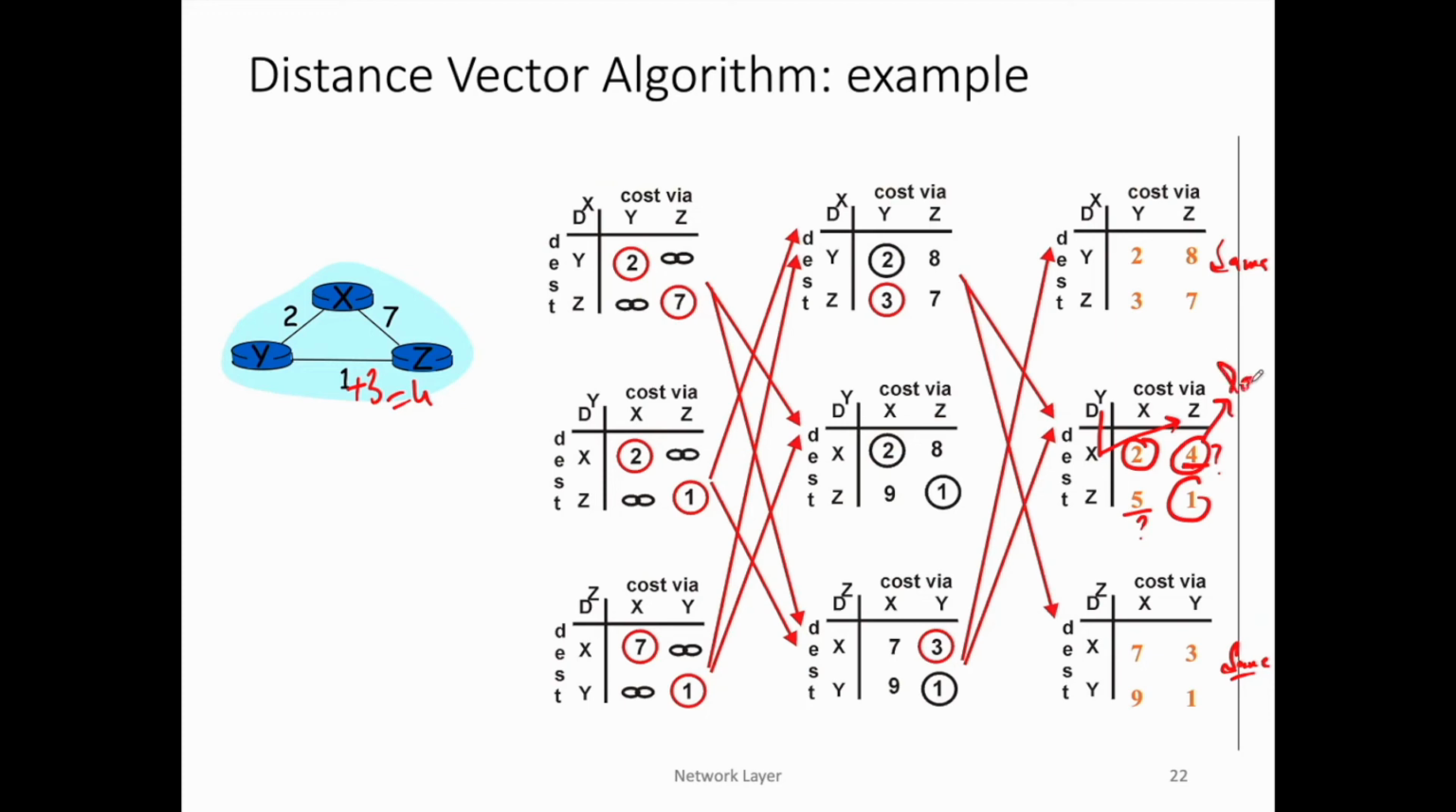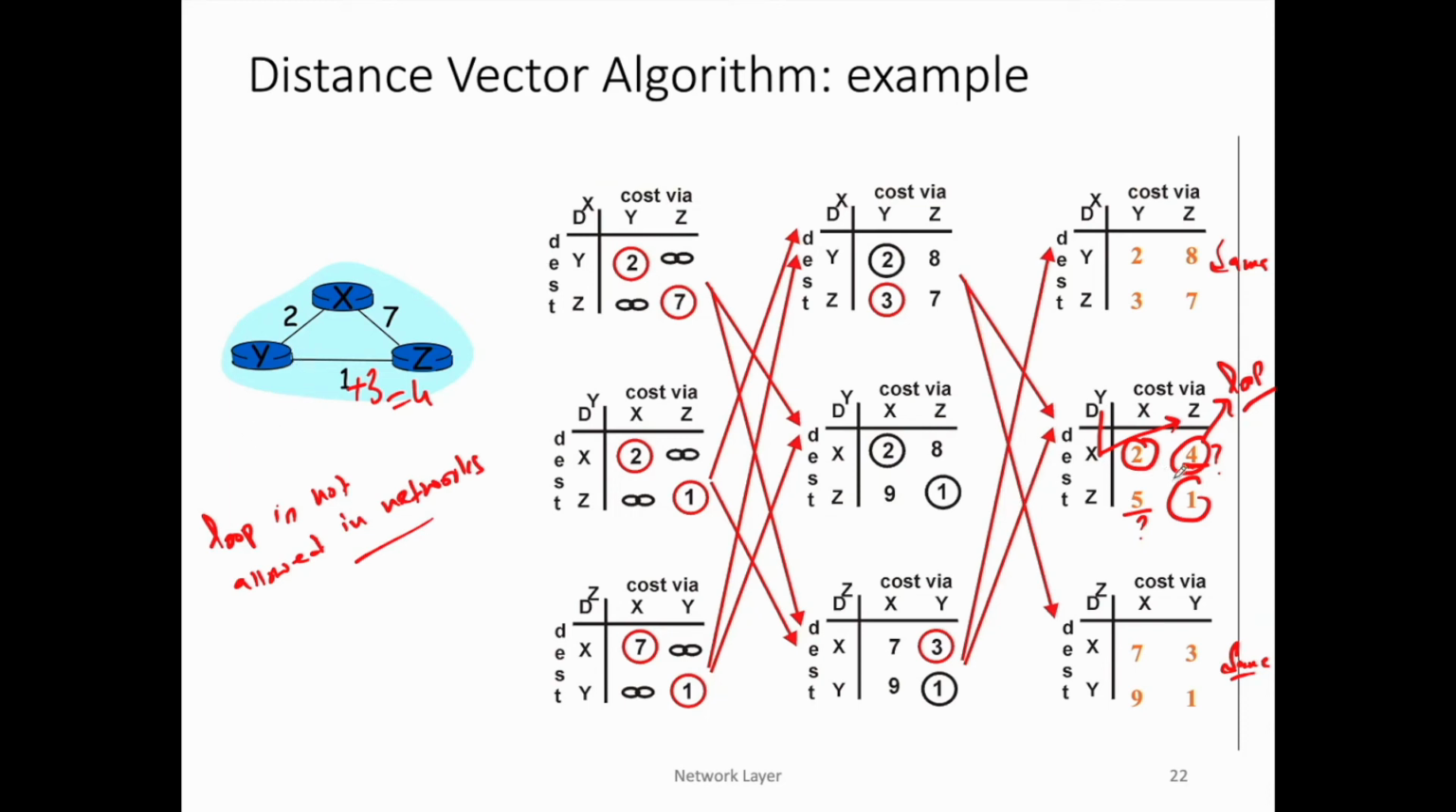It involves a loop. And loops are not allowed in networks. Remember, loops are not allowed in networks. And what do we mean by loops? It means a packet should not visit a router more than once, right?